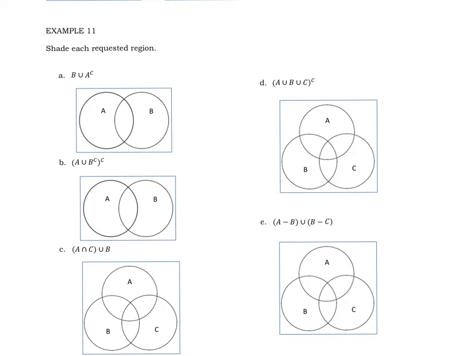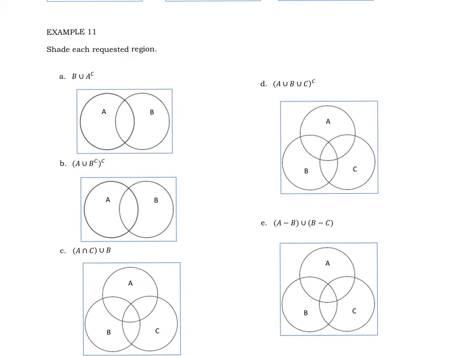There are times when shading a Venn diagram is not quite as straightforward as perhaps the problems that we did in example 10. So in order to help in this effort, one of the things that I'm going to do is just take a second here to label each of the individual regions that you could possibly shade in a Venn diagram. And then I'm going to use that to help me shade the next problem here.